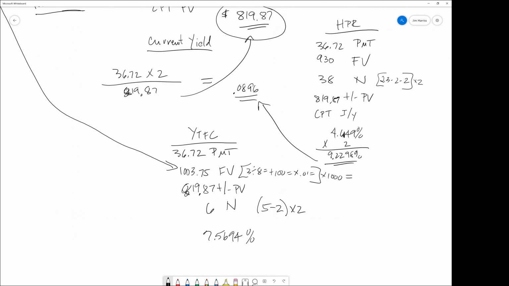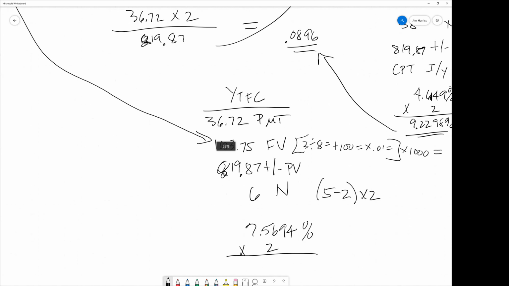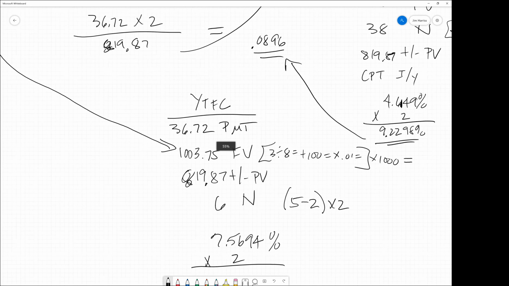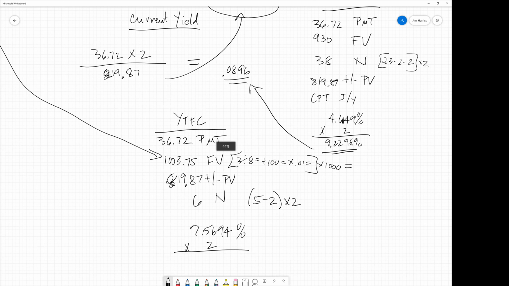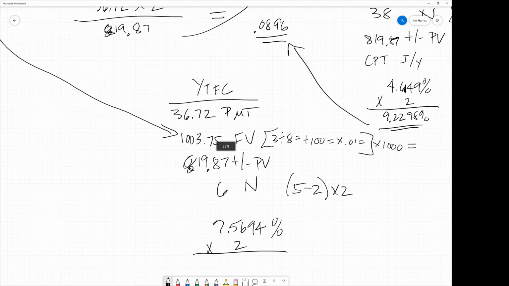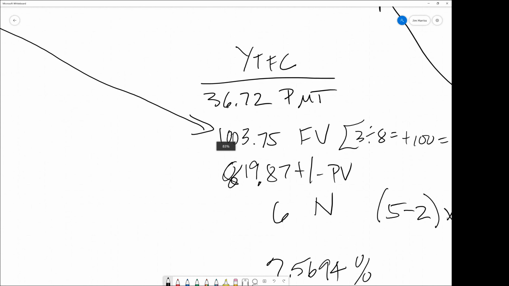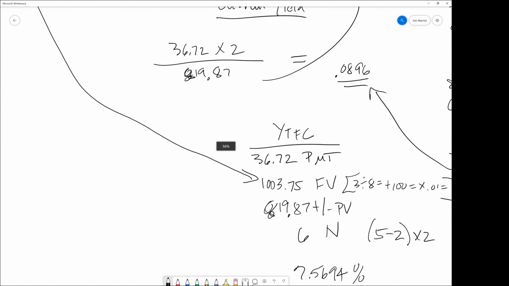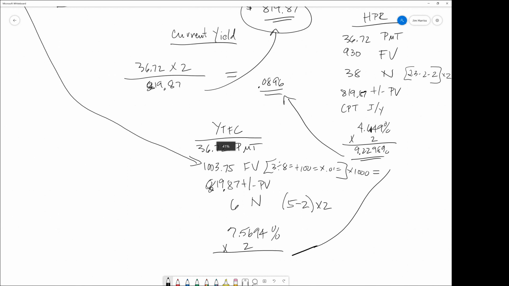7.5694. Okay, but again, it's a 6-month rate. Multiply it by 2. Now, you know this number has to be greater than that number. It is, 15.1388%.